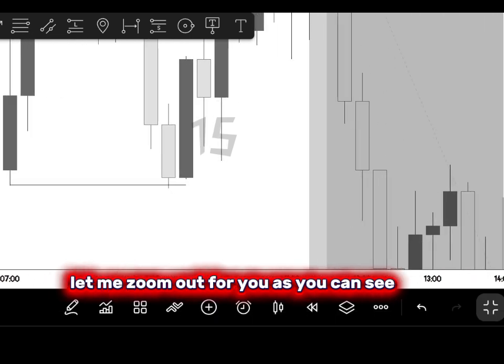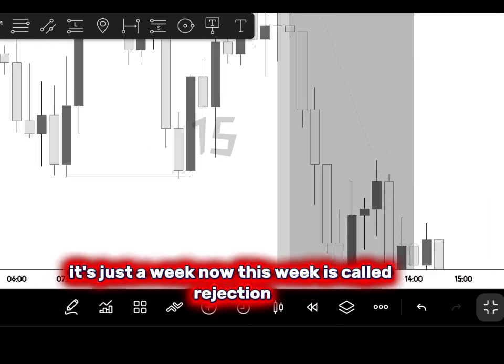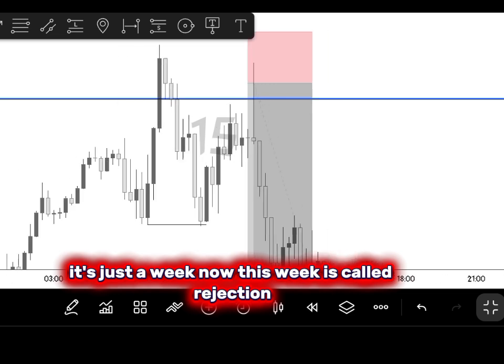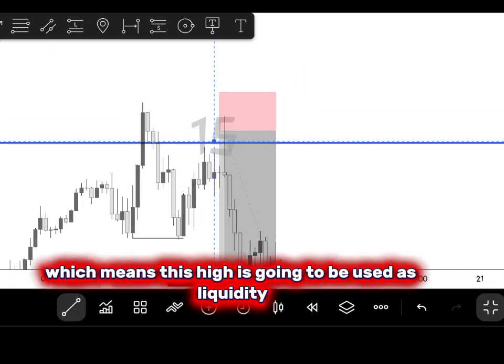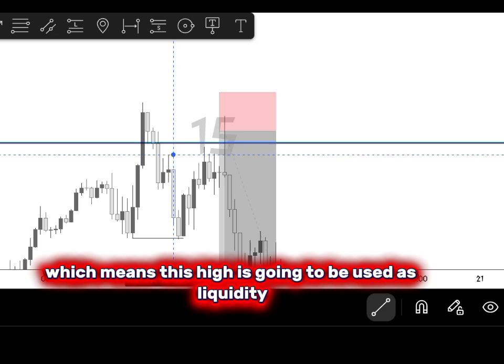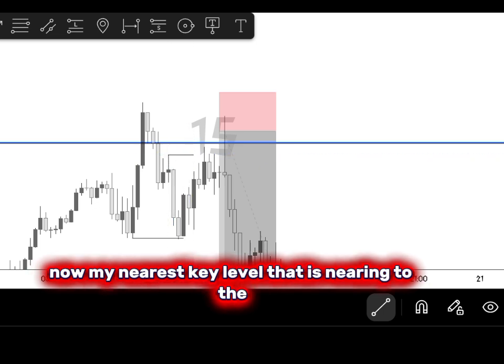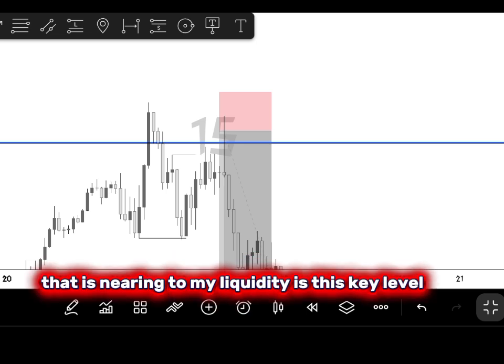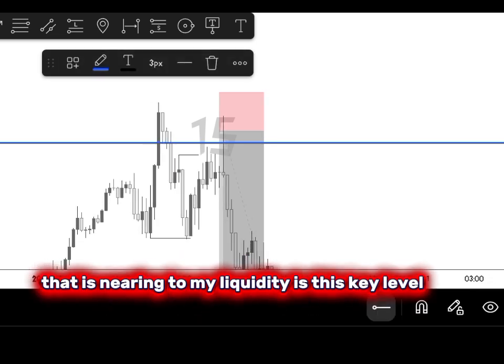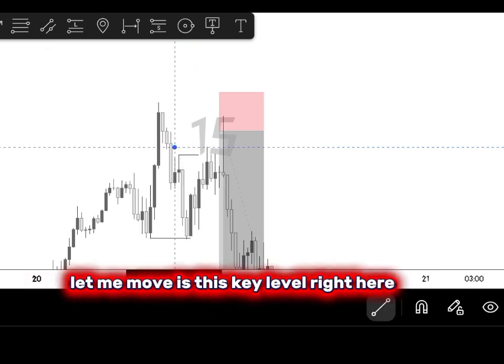Let me zoom out for you. As you can see, it's just a wick. Now this wick is called a rejection. Definitely price is rejecting from this low, which means this high is going to be used as liquidity. Now my nearest key level that is near to my liquidity is this key level. Let me remove this, it is this key level right here.